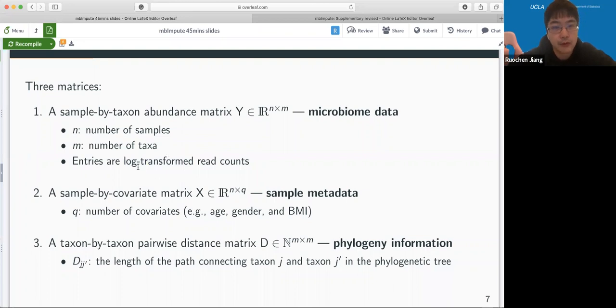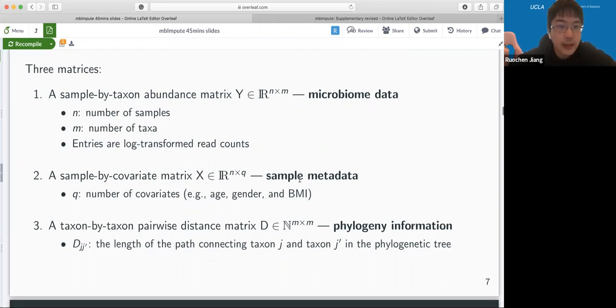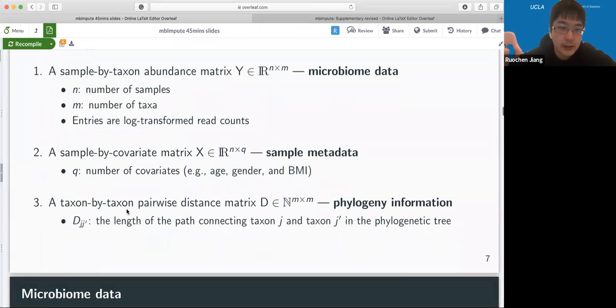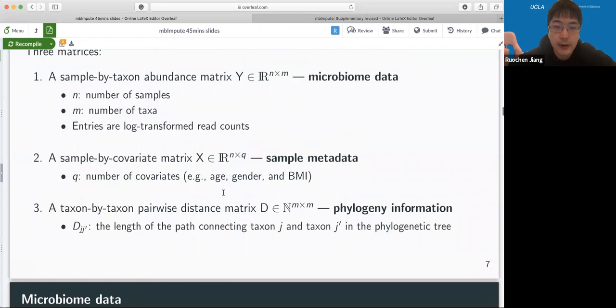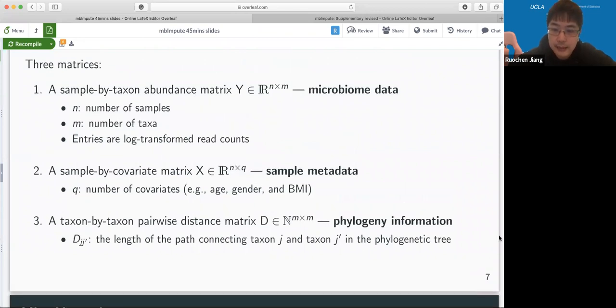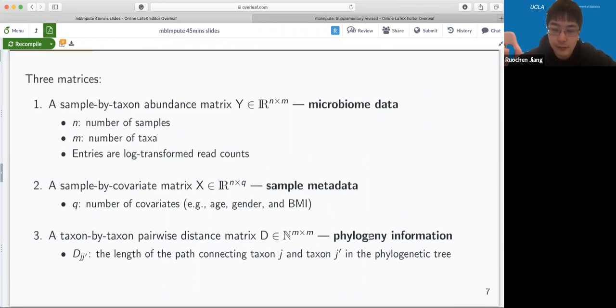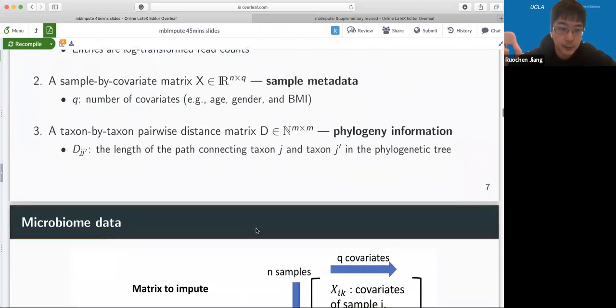There are 2 ways to deal with this kind of data. Some people prefer to just use the raw count data, and some people want to use the log transformed data. It's basically the choice of the method developer. Here, depending on our model choice that I will describe later, we prefer to use the log transformed data. We also have the sample by covariates matrix, called the sample metadata matrix. And we have a taxon by taxon pairwise distance matrix D that encodes the phylogeny information, basically the evolution information among different bacteria or taxa.